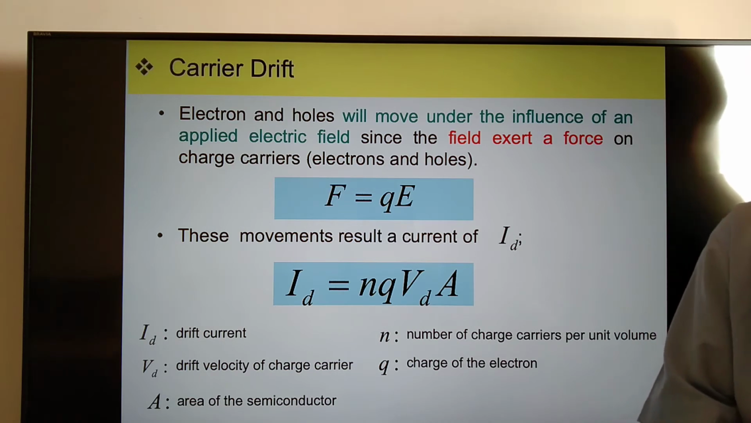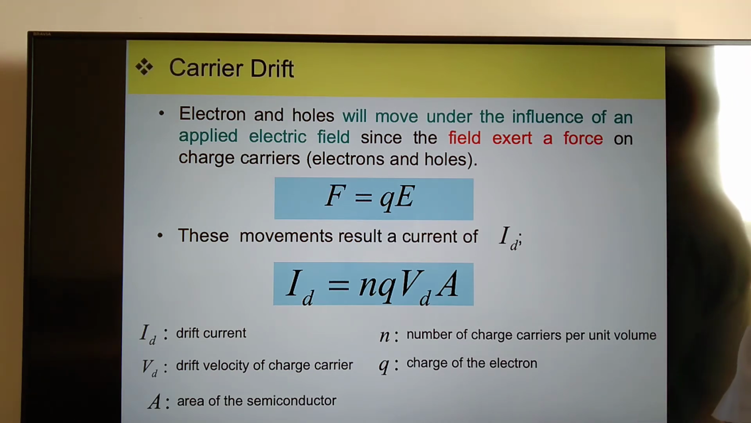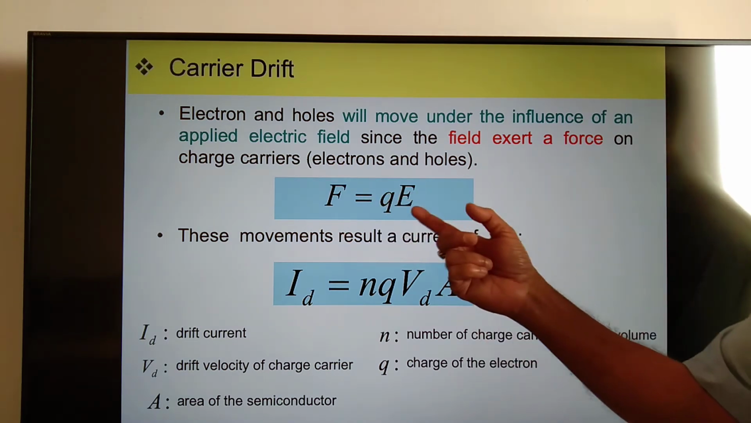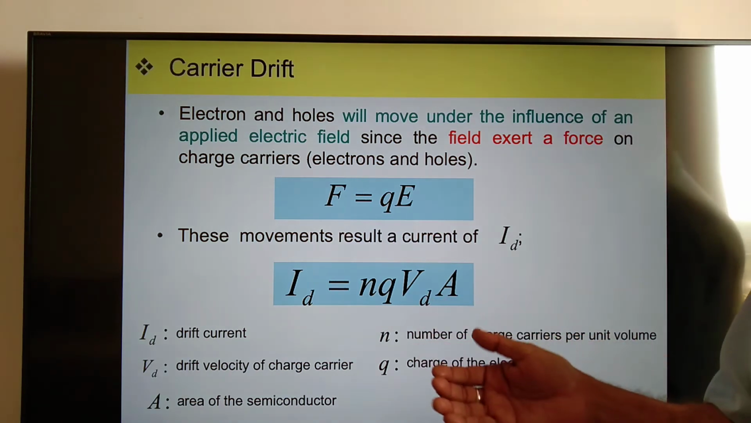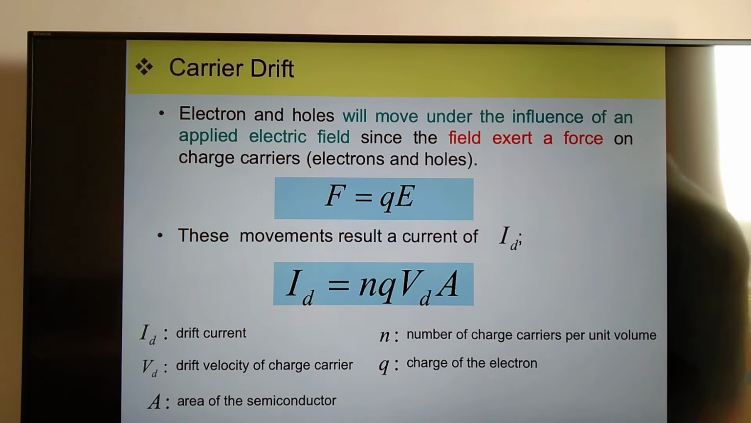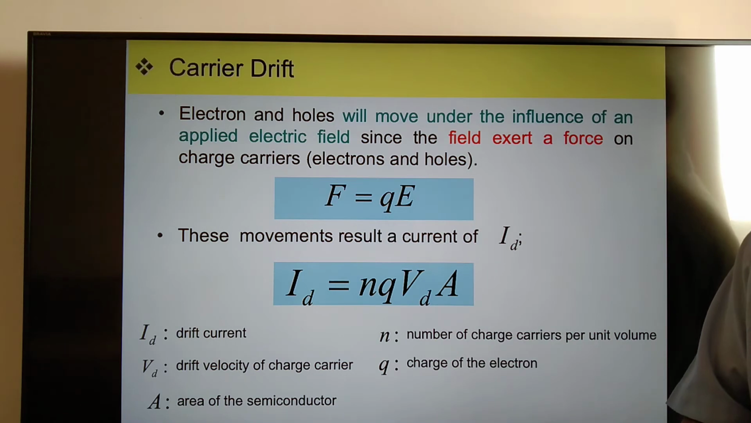Basically, if we talk about the conduction process in semiconductors, two carriers are responsible for that. One is electron and the other is holes. The force acting on the carrier is given by F equal to QE, where F is the force acting on the carrier, Q is the charge, and E is the electric field. The drift current is given by NQVdA, where N is the charge carrier concentration, that is the number of charges per unit volume, Q is the charge of the electron, Vd is the drift velocity, and A is area. So these are the two equations by which the conduction of electricity occurs in semiconductors.